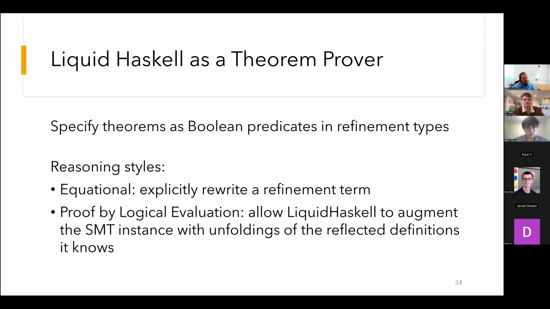But we can allow LiquidHaskell to augment the SMT instance with unfoldings, say the reflected definitions it knows and these various terms. That means there's quite a lot of stuff going into the SMT instance. And as our functions and proofs get larger, that can increase the time it takes, because there is an SMT solver running many queries to verify each one of our files.